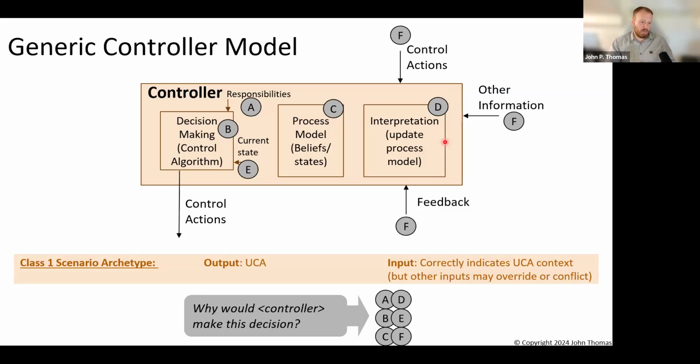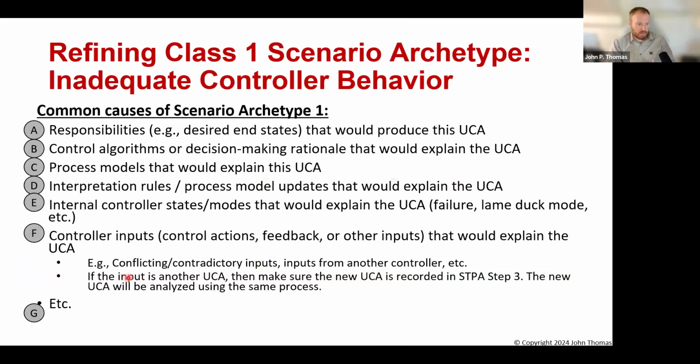How would a controller make this decision? Well, we've got at least 6 categories of reasons why this class 1 scenario archetype would happen. And if you're evaluating a set of scenarios for completeness, you can go through each part of this model to make sure that it was evaluated and considered. Look at the responsibilities that would produce this UCA. Does the controller have some other responsibility aside from slowing descent, for example?